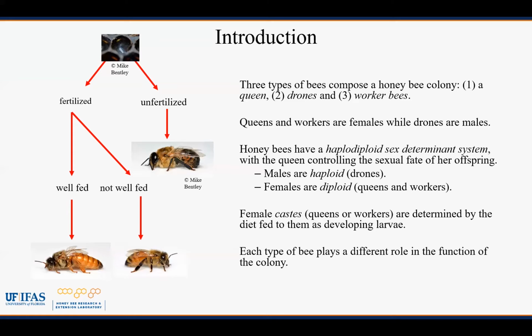So we got this really complex reproduction system. You've got females coming from diploid eggs or fertilized eggs. You've got males coming from unfertilized eggs or haploid eggs. And so as a result, this sex determination system is called haplodiploid sex determination. Males are haploid, females are diploid.